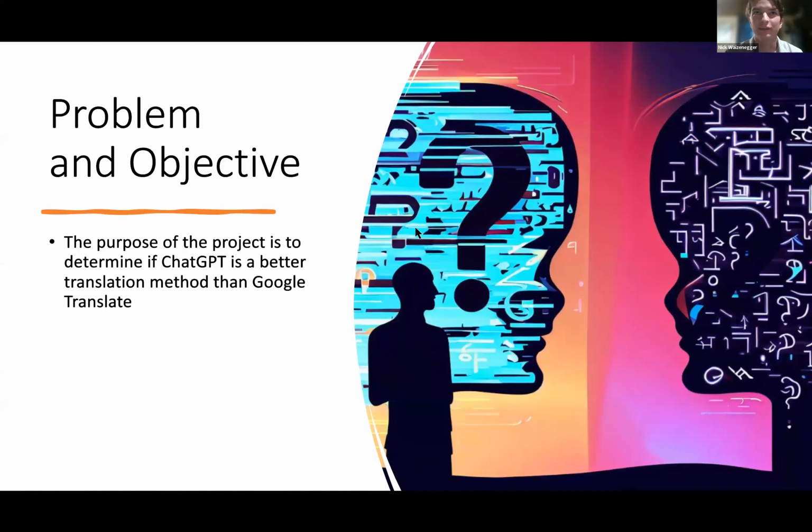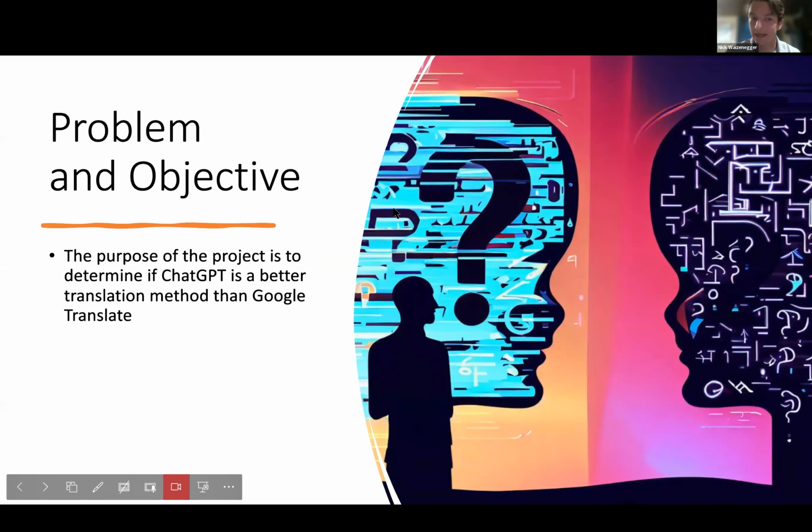The problem we wanted to look at: at the time we were doing our project, we had just gotten used to using ChatGPT and its ability to generate text. One of our members thought, since it is trained on so much data, is it going to be better at translating? Because it is a generative model and has been fed a lot of text, we wanted to see if that would be better than Google Translate.